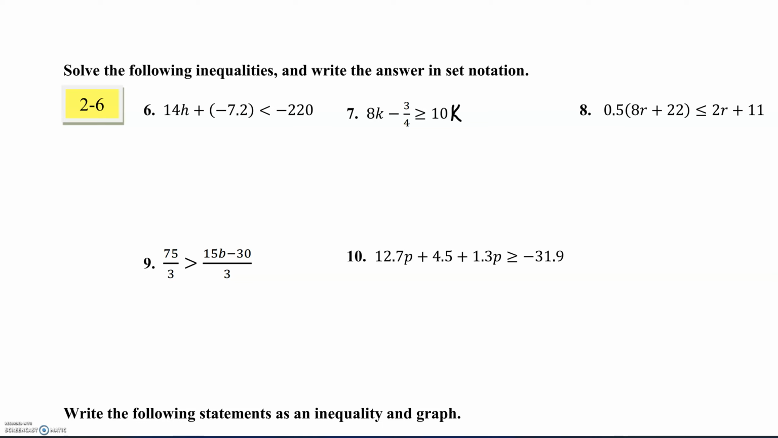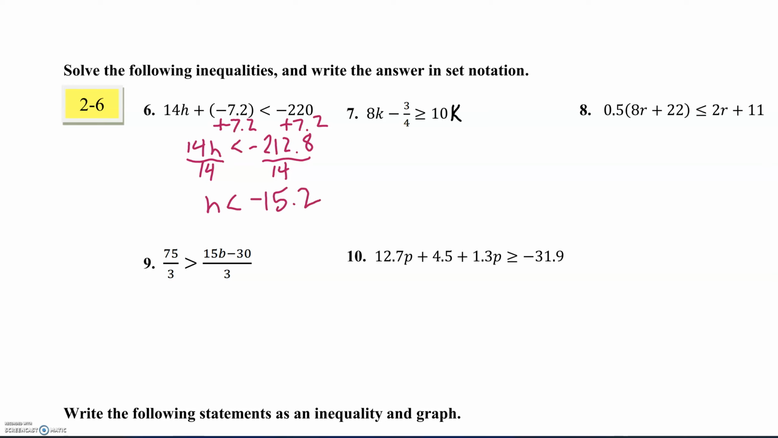So number 6, we have 14h plus, in parentheses, negative 7.2. And that's really just saying the same as minus 7.2. So I'm just going to start solving by adding 7.2 to both sides. So I have now just 14h is less than negative 212 and 8/10 or 0.8. To get rid of that 14, I'm going to divide by a positive 14. And because I'm dividing by a positive number, I don't have to switch the direction of the inequality. That can just stay the same way that it is.